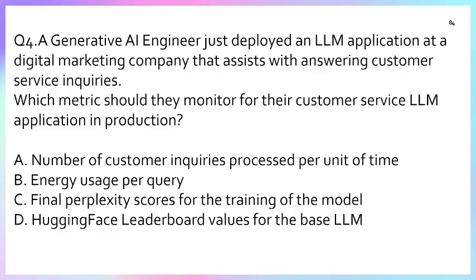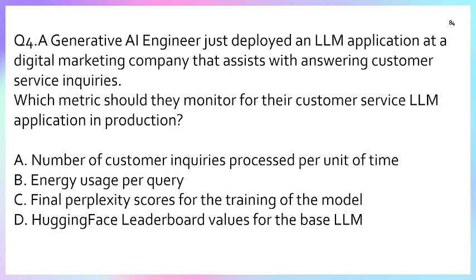Option B, energy usage per query. While energy efficiency is important for cost and sustainability, it is not a primary operational metric for ensuring good customer service performance. This is usually tracked in research or optimization phases, not daily production monitoring. So option B is incorrect.